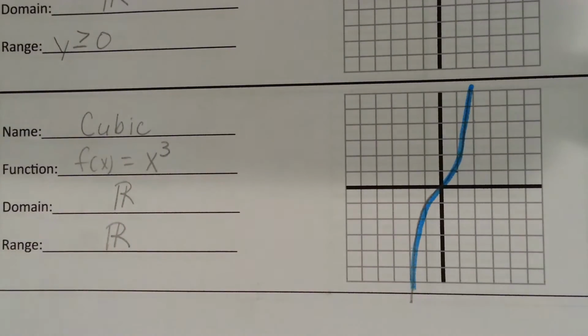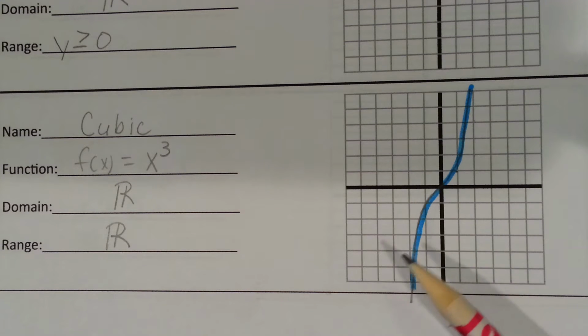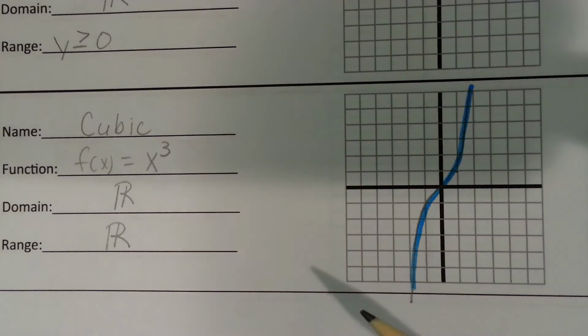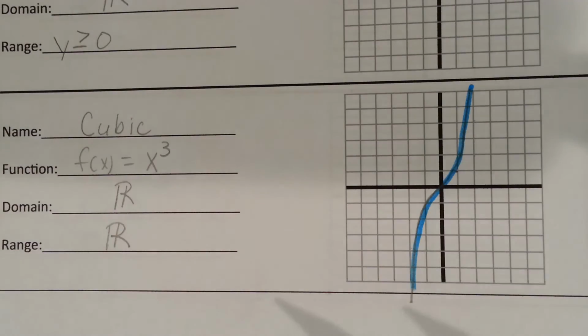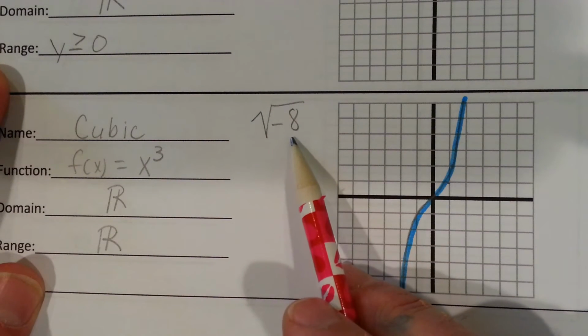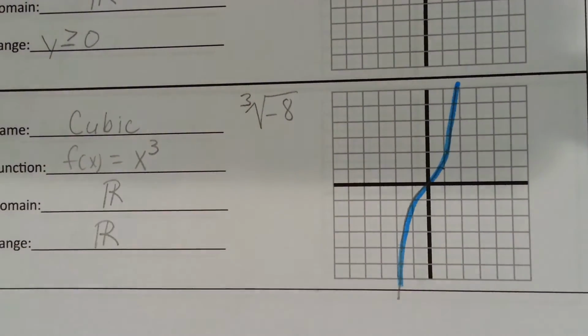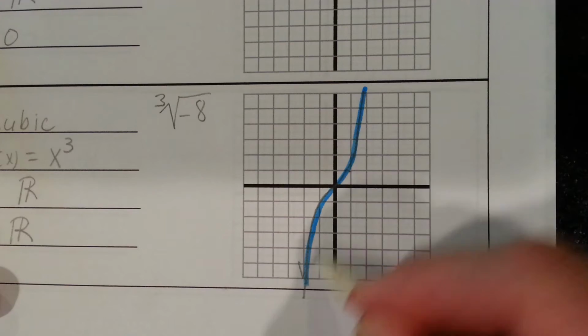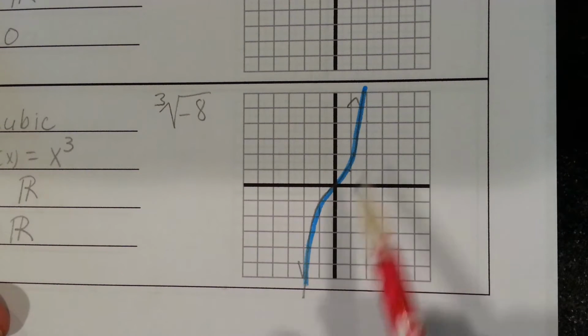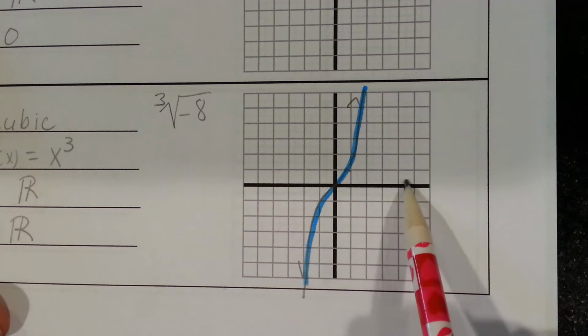Here's cubic. This is what a cubic function looks like. Remember, a negative times a negative times a negative is a negative, so we can take the cube root of a negative number, okay? Unlike a square root, there's something to think about. We can take the cube root of negative 8, which would be negative 2, so we can have negative numbers in the domain of a cubic function. Notice this graph also, horizontally, even though it's very narrow, it's still getting wider on both sides. So it spans from left to right, from negative infinity to positive infinity.